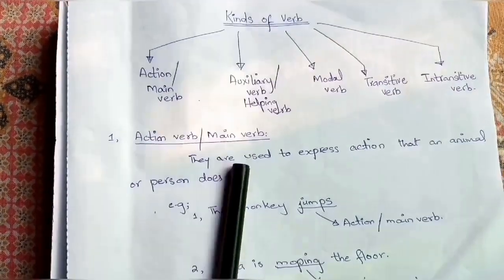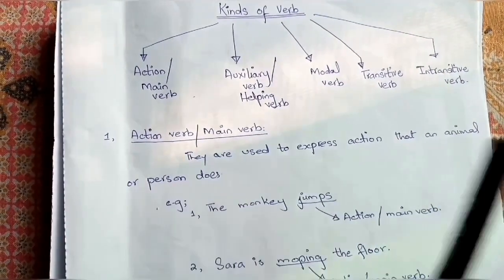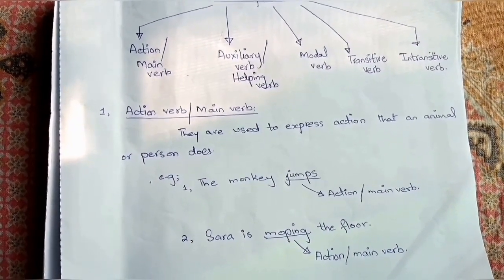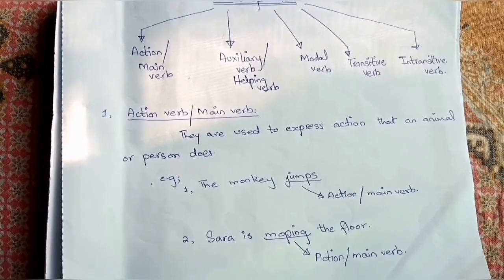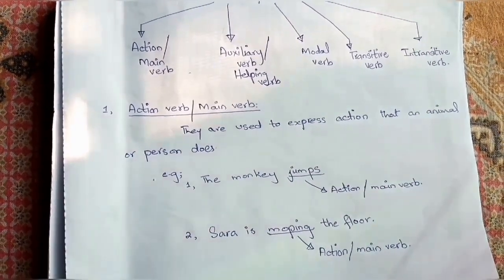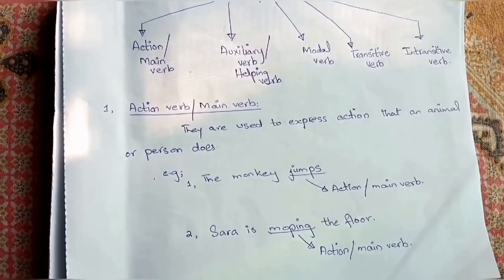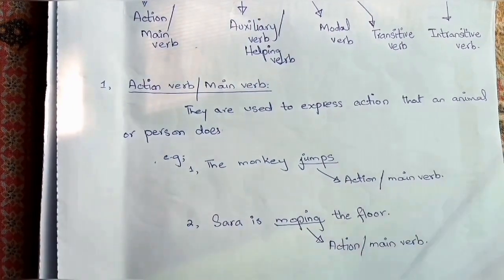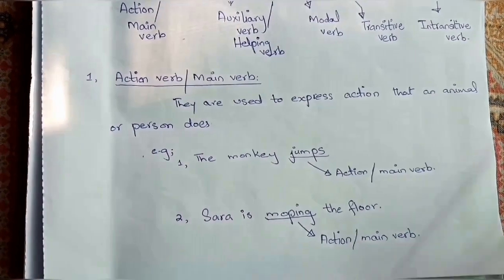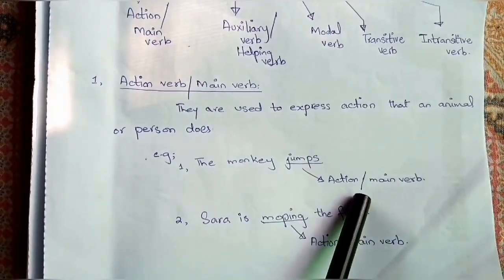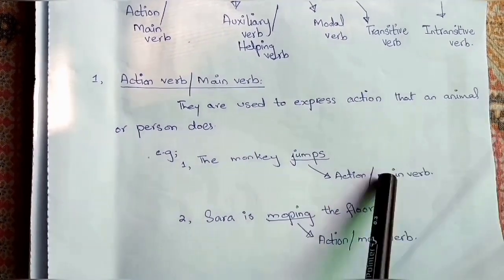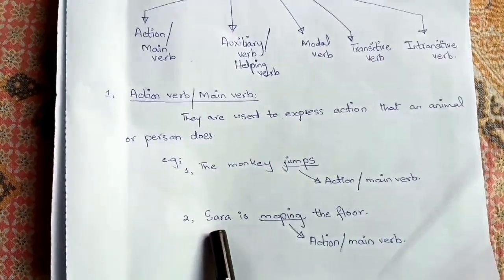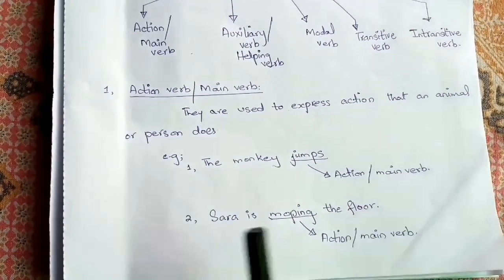Action verbs or main verbs are used to express an action that an animal or person does. If I say that I am writing a letter, over here writing is an action verb because I'm doing an action, or the action is done by me. Let's have a look at the examples written over here. The monkey jumps. Over here, jumps is an action verb, or it is called a main verb, because the monkey is doing an action. The next example is Sarah is mopping the floor.